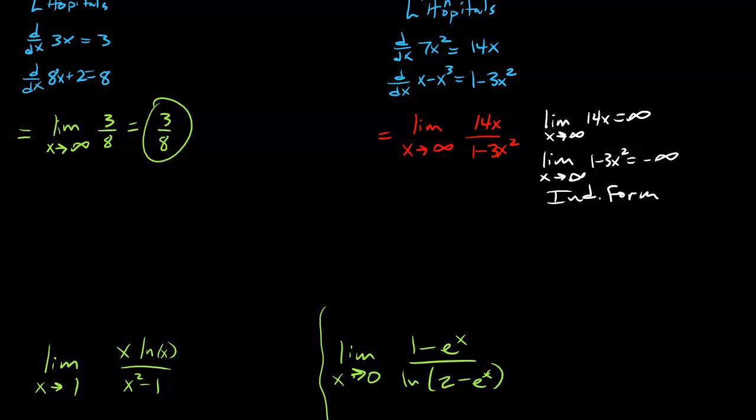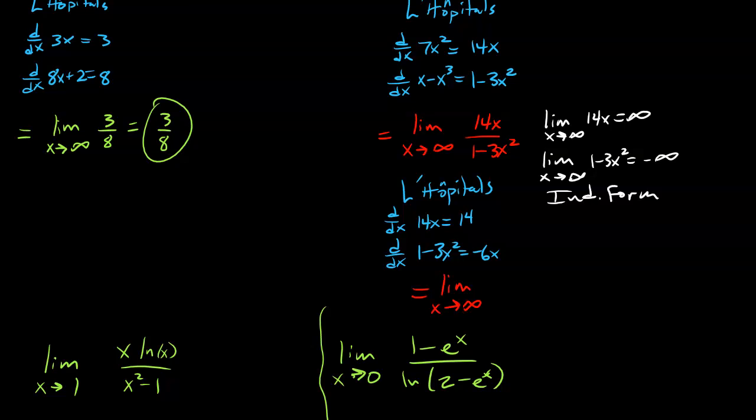And then I apply L'Hopital's one more time. And the derivative of 14x is 14. So there's a good chance that I will now get a normal answer because I have a number as a derivative. 1 minus 3x squared would be negative 6x. And because of L'Hopital's, it is now equivalent to 14 over negative 6x. And if I plug infinity in, then I would get 14 over negative infinity, which is 0.